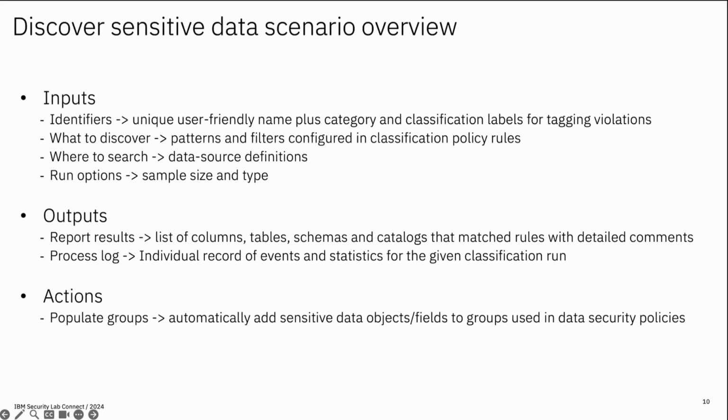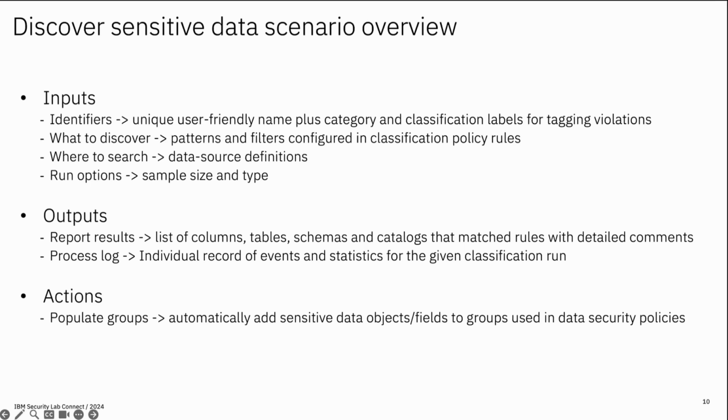Now let's deep dive into the most important feature of Guardium Data Protection, which is discovering sensitive data. In simple terms, we call it the classification process. So I'll give a general overview of this classification process. And in this slide, I have mentioned what goes into the classifier and what comes out, right? So what goes into classification here is, one of the things I've grouped here is a unique user-friendly name along with a category and classification labels. And that label will be used down the road for tagging violations.